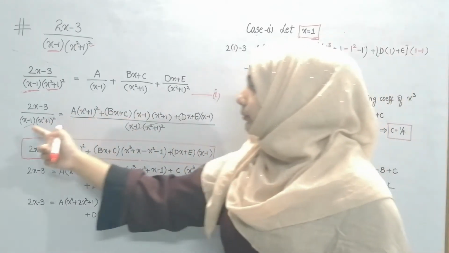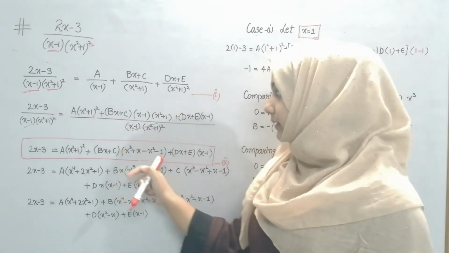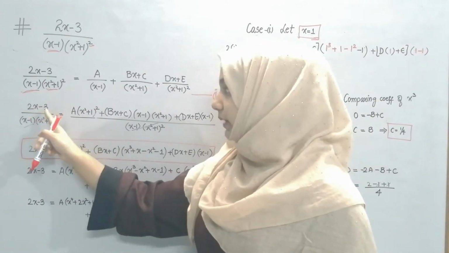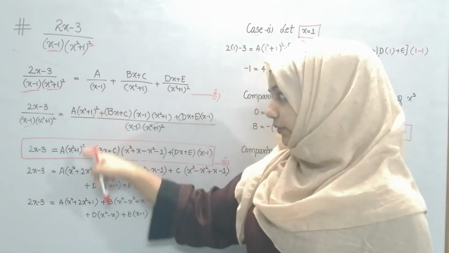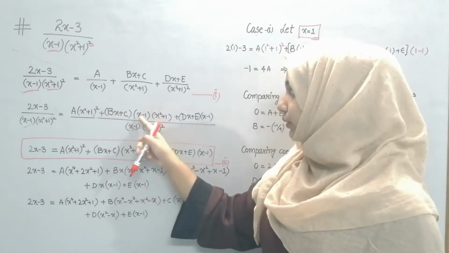Now, here both the denominators are same, so I'll cancel them out. I cancelled it. After cancelling, what will I be left with? 2x minus 3 as it is, a into (x square plus 1) whole square as it is, plus (bx plus c) into these two terms.